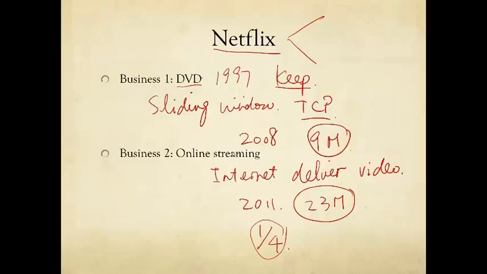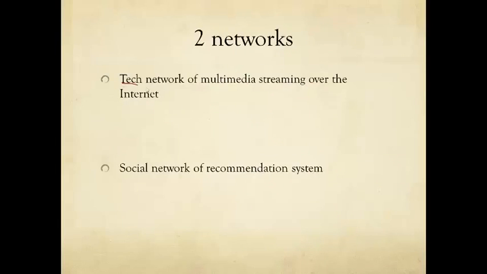Now later we will look at the network technology involved for multimedia streaming over the internet in lecture, I think, 17. We look at Netflix and Amazon Prime, Hulu, HBO Go, IPTV, and so on. Look at the differences across the models. Today, this lecture 4, the focus is, however, on the social network dimension of recommendation system.